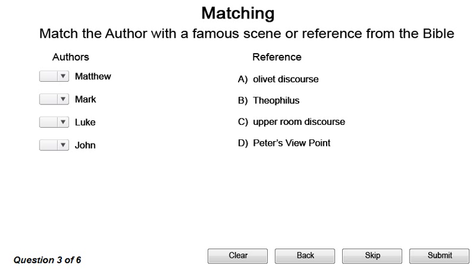Match the author with a famous scene or reference from the Bible. We have the Olivet Discourse, Theophilus, the Upper Room Discourse, Peter's viewpoint. The Olivet Discourse is in the book of Matthew, chapters 24 and 25. Theophilus, Luke. The book of Luke and the book of Acts are written to Theophilus. The Upper Room Discourse is in the book of John. And Mark, scholars believe, is Peter's point of view.